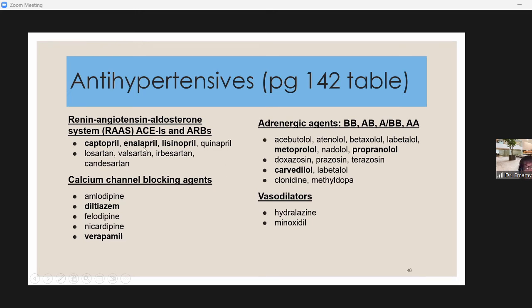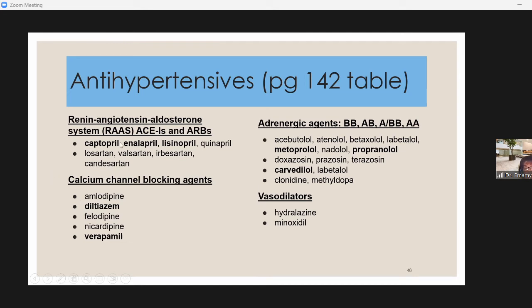Now let's go over side effects and cautions. ACE inhibitors, which have the suffix -pril, like captopril, enalapril, lisinopril, are absolutely contraindicated during pregnancy. They may cause angioedema, meaning the patient reports that their tongue is swelling. This is an emergency. Sometimes they cause a dry cough. If the patient can't stand it, you change to another drug, for example, losartan.